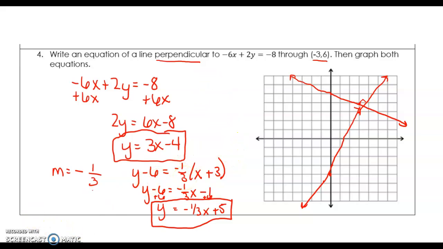Okay, so some key takeaways for today are that parallel lines have the same slope. Perpendicular lines intersect at a 90-degree angle and their slopes are opposite reciprocals.